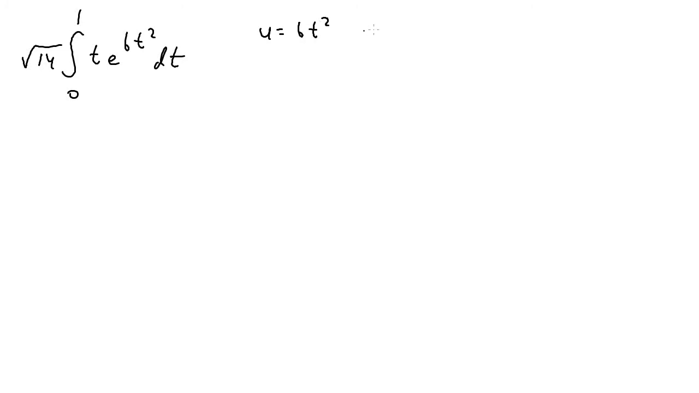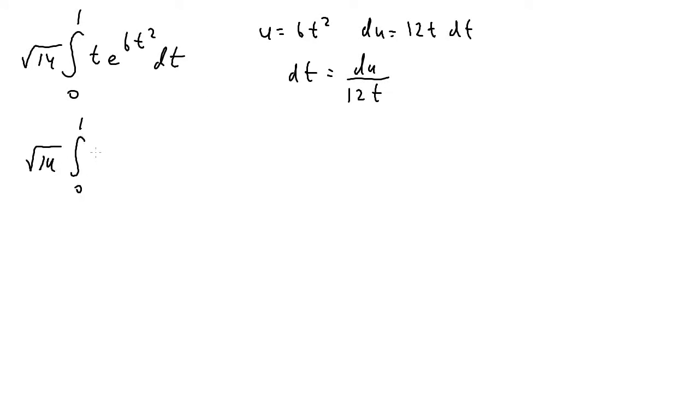So if u equals 6t squared, du is going to be equal to 12t dt. So then dt is going to be equal to du over 12t. Now if I go ahead and plug that in for dt, we get the square root of 14 times the integral from 0 to 1 of t times e to the u, because I replaced u with 6t squared, and then times dt, which is du over 12t. Realize that the t's will cancel. 1 over 12 can come outside the integral as a constant.